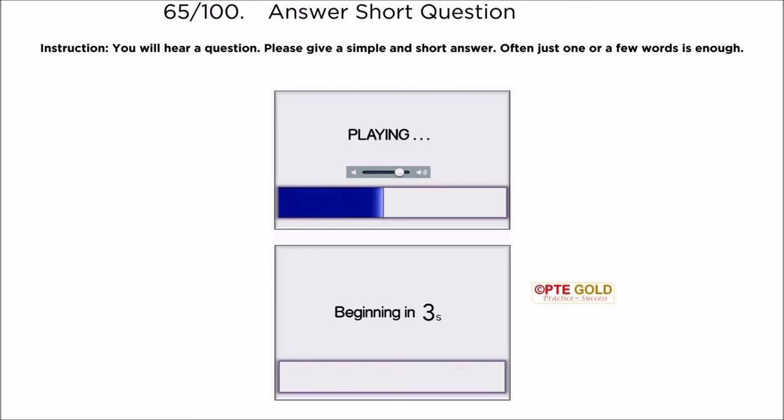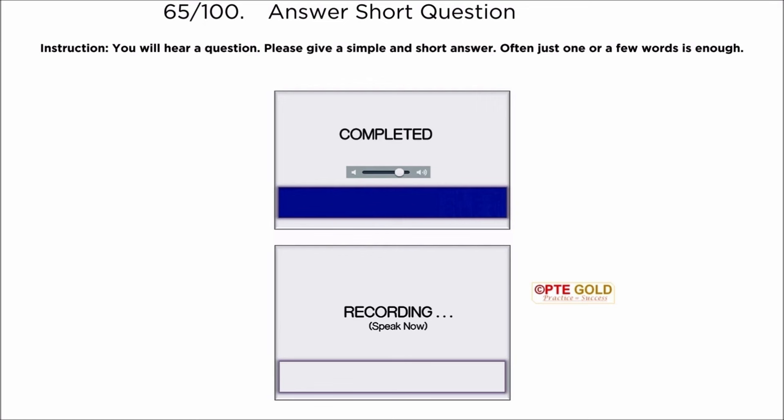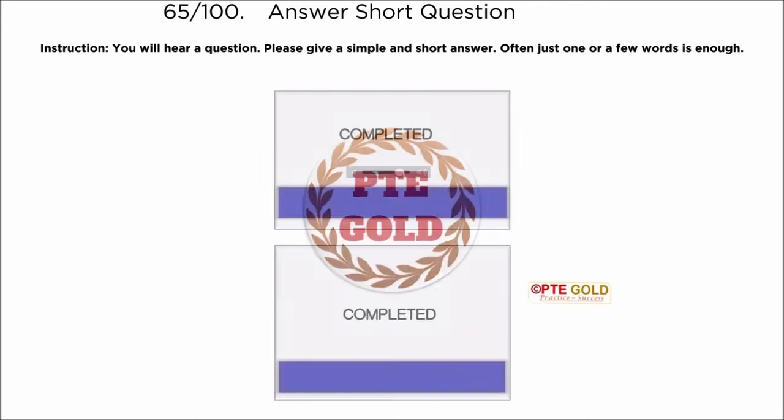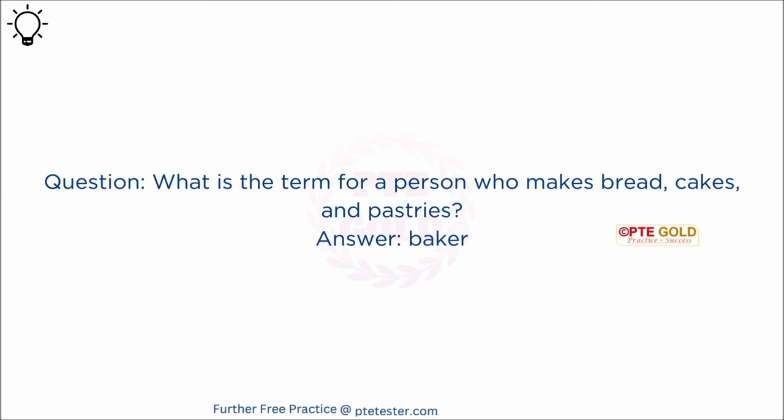What is the term for a person who makes bread, cakes, and pastries? Baker.